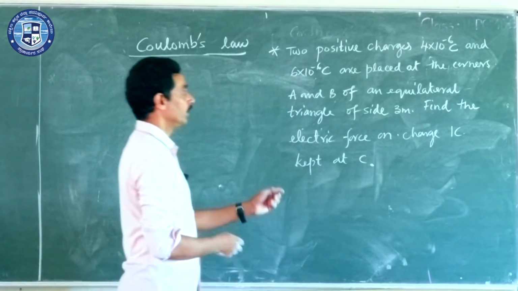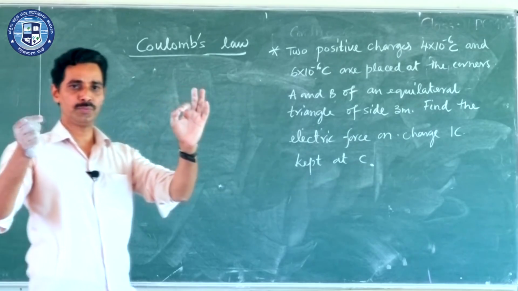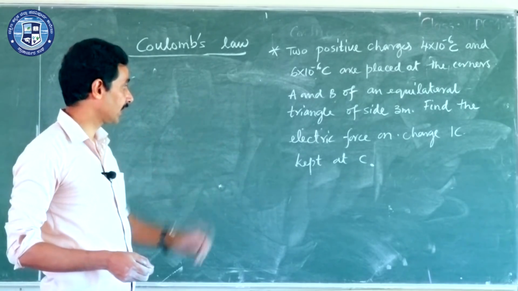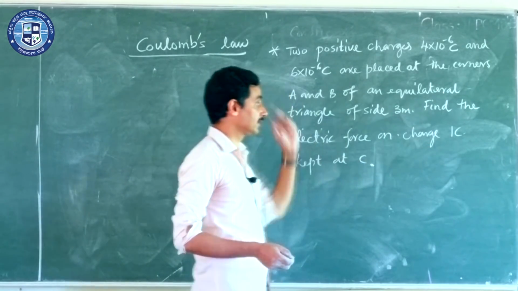Right. So you have to take 2 charges, and all the charges are point charges. Keep them at the 2 corners of an equilateral triangle, and find out what is the force acting on the third charge, that is 1 Coulomb, kept at the third corner.